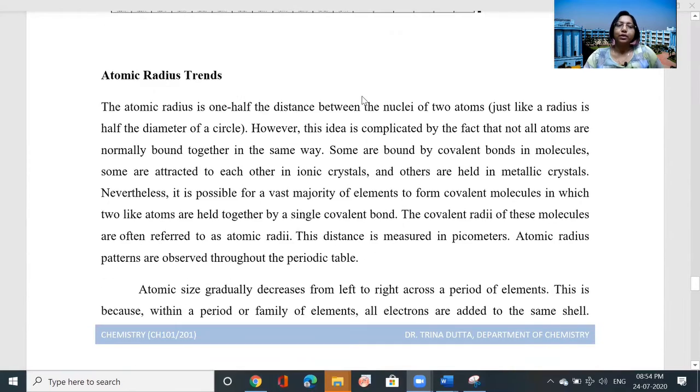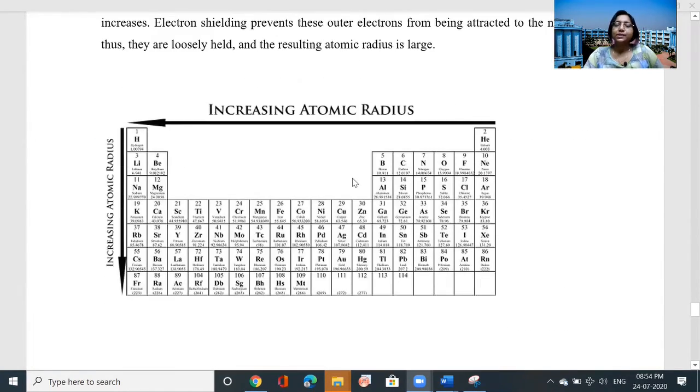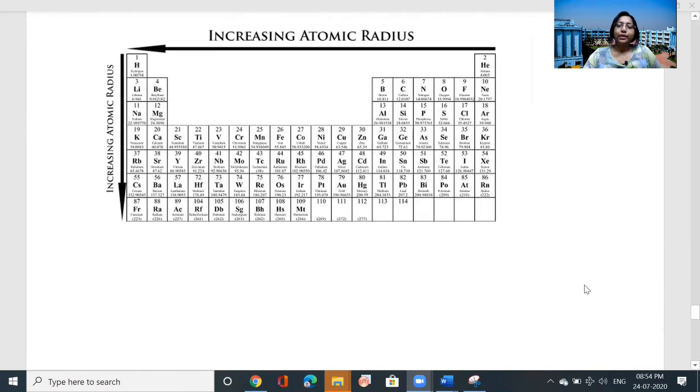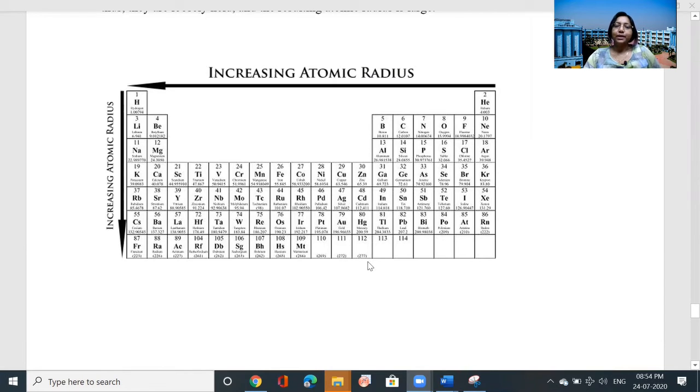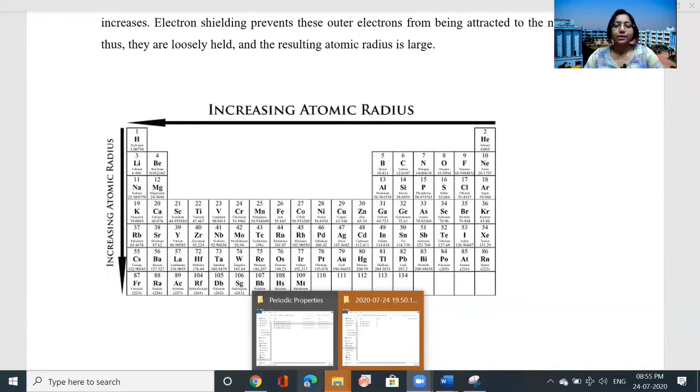Next we have the atomic radius trend. The atomic radius increases when we move from the right side to the left side horizontally, and it increases from top to bottom. In this way, we can build the knowledge, and I hope that you can answer all the quiz questions. So I am starting the quiz now.